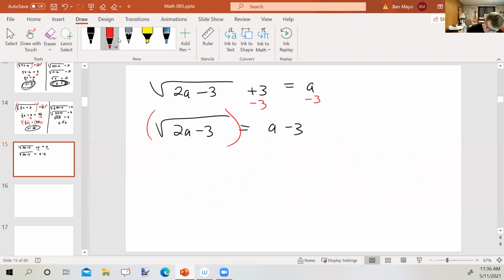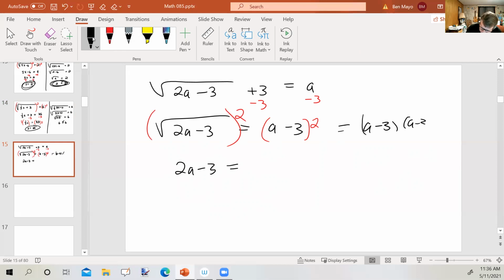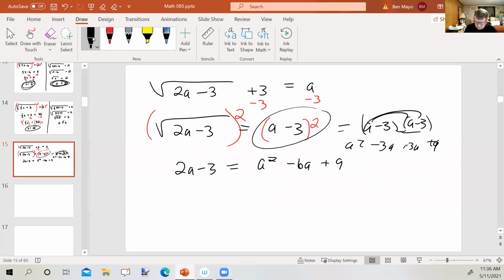Now we're going to go back and square both sides. On the left side, we get 2a minus 3. On the right side, we get a minus 3 times a minus 3, which is a squared minus 3a minus 3a plus 9, a squared minus 6a plus 9. So foiling that, we get a squared minus 6a plus 9.